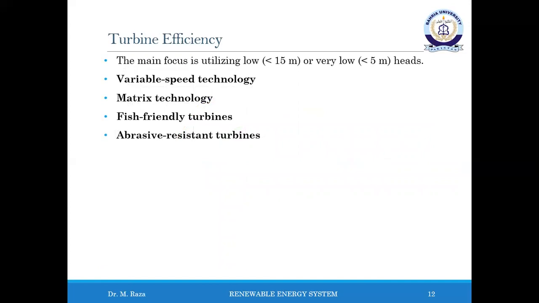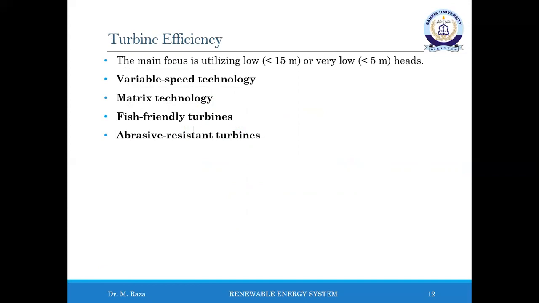The ongoing research aims to extend operational range, improve reliability, and reduce cost and environmental impact. The main focus is utilizing low head, which is up to 50 meter, or very low head, up to 5 meter. Thus, hydropower can be produced at many sites previously considered unsuitable due to the limitation of the conventional technologies.